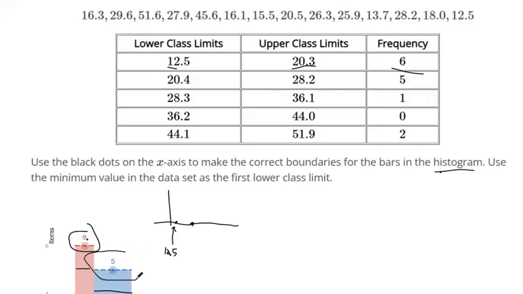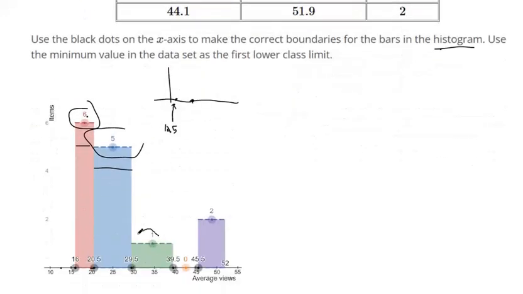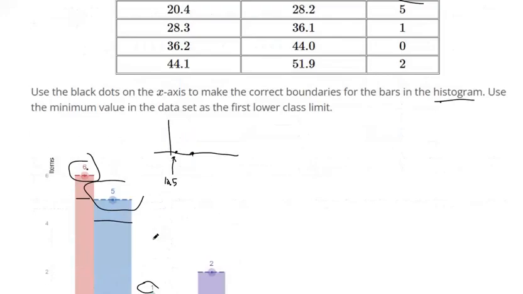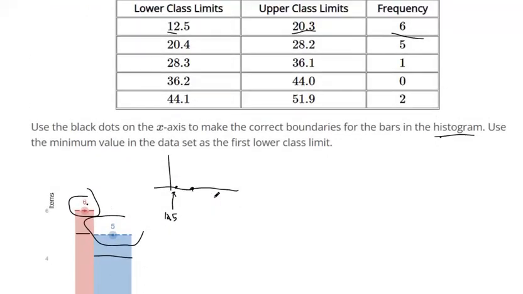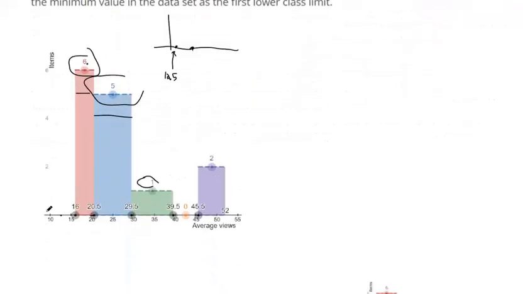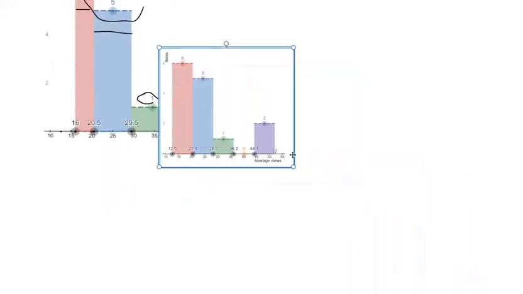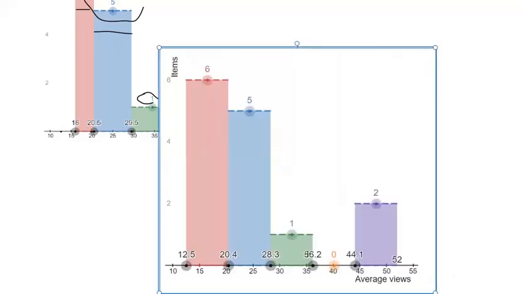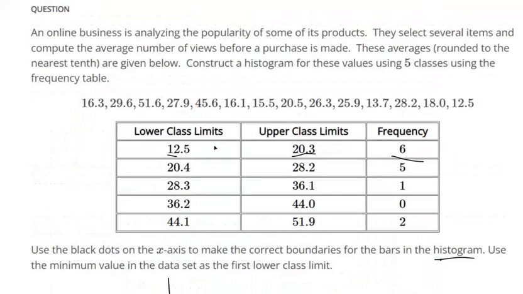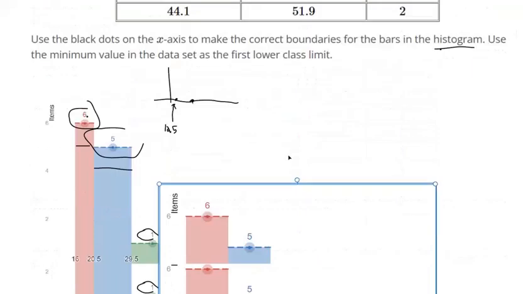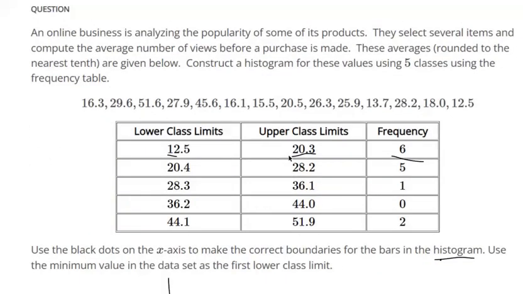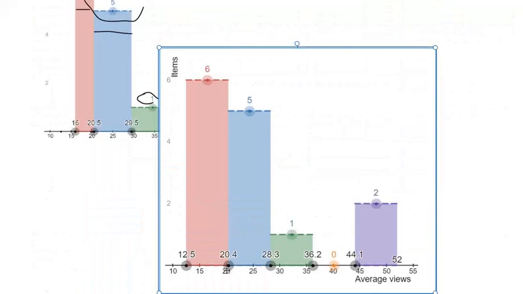The second bin needs to go to 5. The third bin needs to go to 1. So those are all correct with this graph. There's 0 here, there's 2 here. But the widths, got to make sure that the widths are all the same. So a correct graph for this should look something like this one here. Okay, the widths are all the same, and their widths are according to what they told us they need to start and stop at up here. What is it, 12.5 and 20.3.